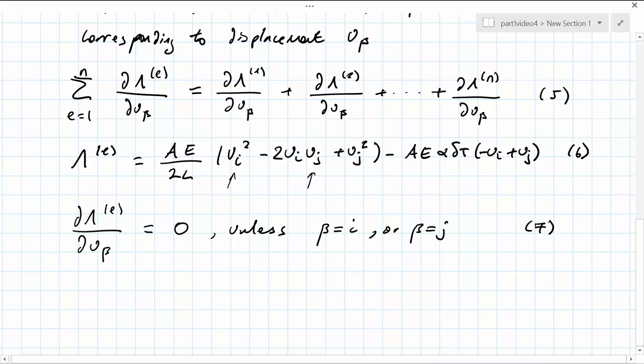So basically, if we are looking at an element which has two nodes, I and J, and each of these nodes can displace by a value of U beta, not necessarily at the same time, then if we differentiate the strain energy for this element with respect to U beta, it is only possible for it to have a non-zero value if beta, in this case, is equal to I, and in this case it is equal to J.